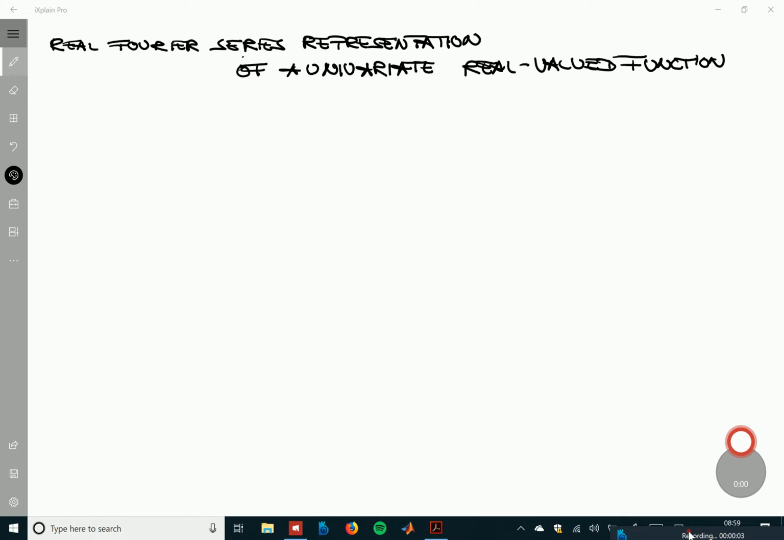Okay, then let's continue. So now that I reminded you briefly of integrals, we can talk about the actual content of today's session, which is the real Fourier series representation of a univariate real-valued function. And this real Fourier series representation applies to functions which are said to satisfy the Dirichlet conditions. And these Dirichlet conditions are these mathematically subtle conditions that ensure that such a representation actually exists.